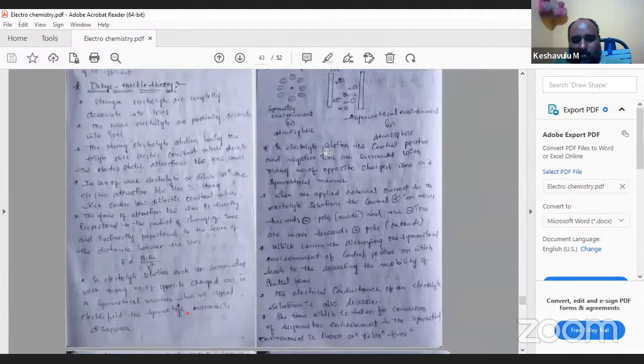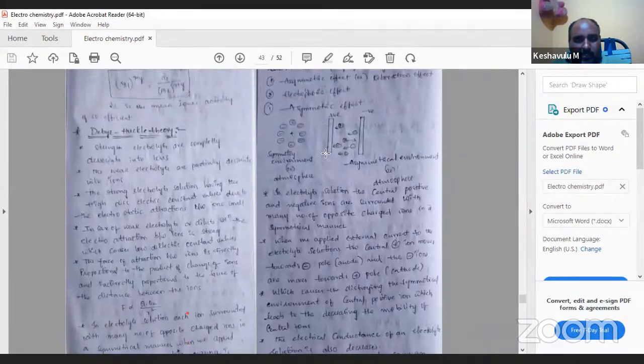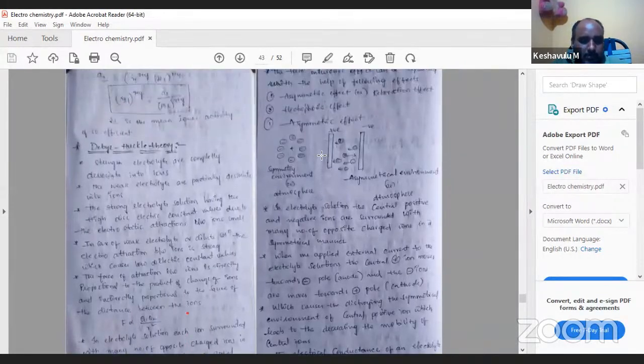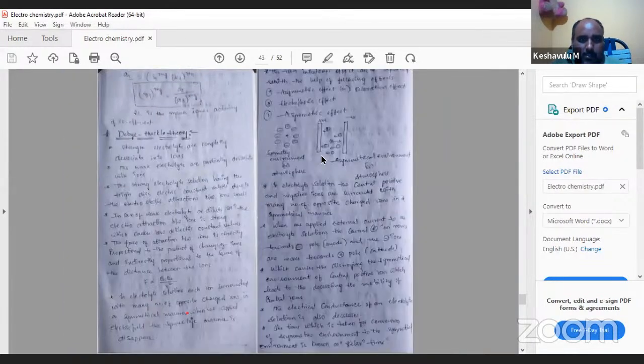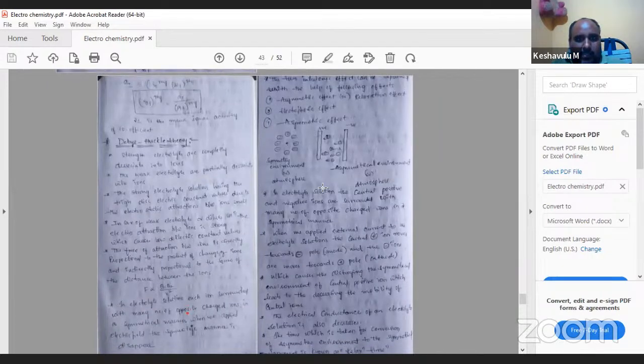So these are the two papers. Some more. These are the two papers. You people may zoom and read these sentences. I'll be back in one minute.